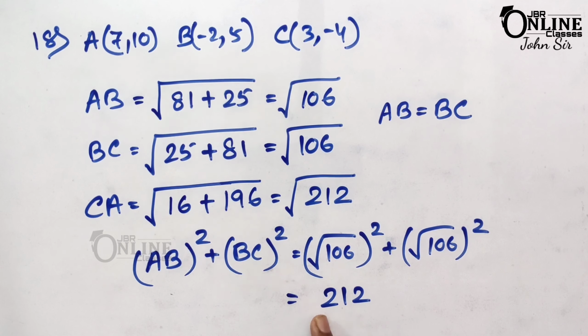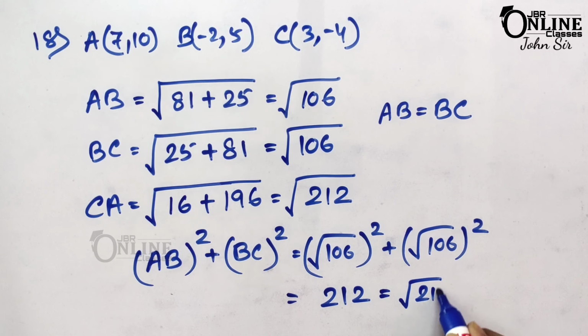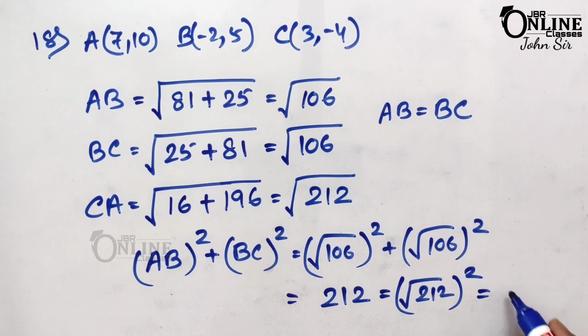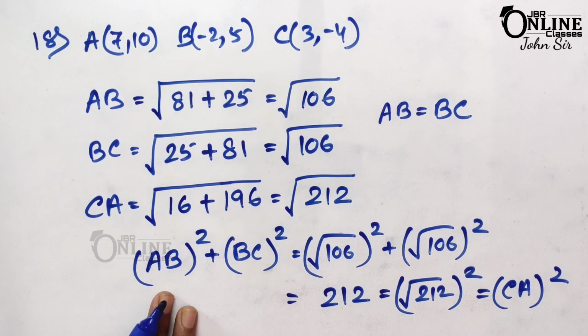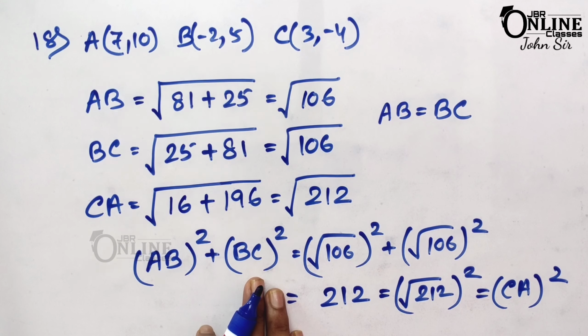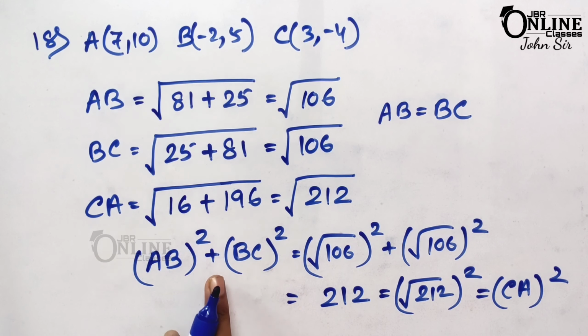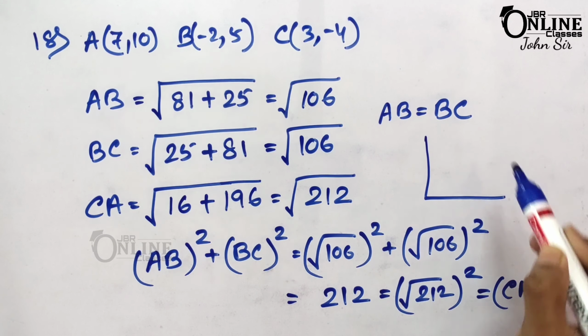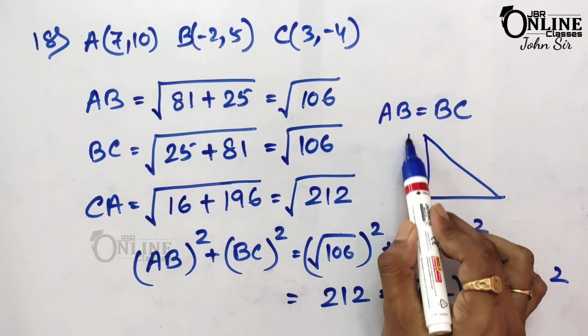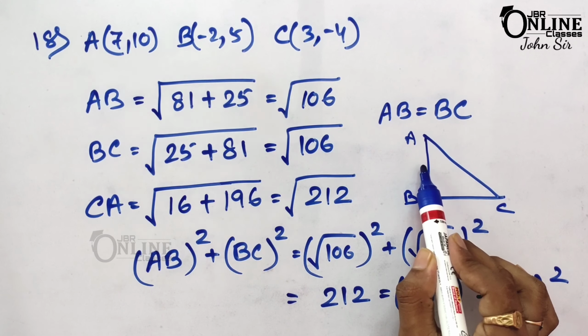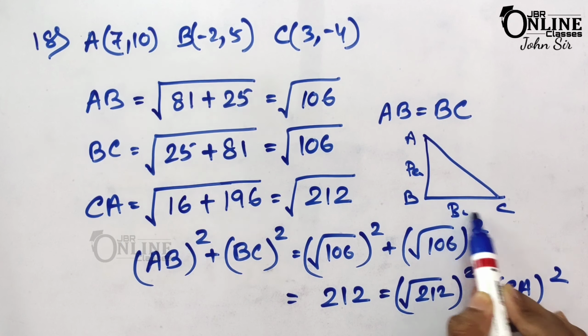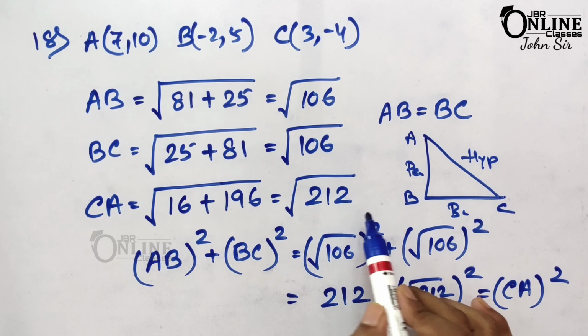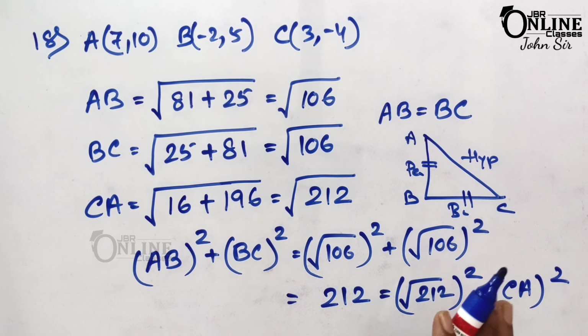So that means 212. You can also write this one, root over 212 whole square, and that equals CA square. Now according to the Pythagoras theorem, here if AB is the perpendicular and BC is the base, then AB square plus BC square, that means perpendicular square plus base square, equals hypotenuse square. So here ABC is an isosceles right angle triangle where AB is the perpendicular, BC is the base, and this one is the hypotenuse, and also AB equals BC. It's proved.